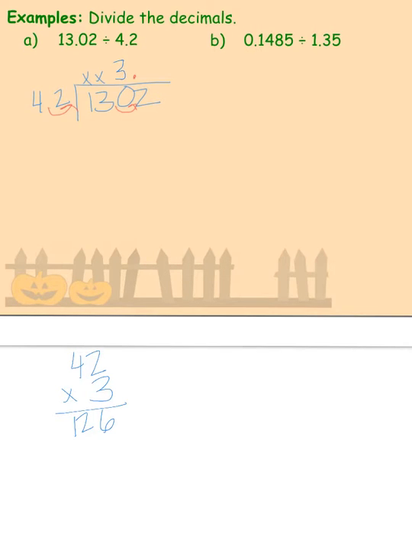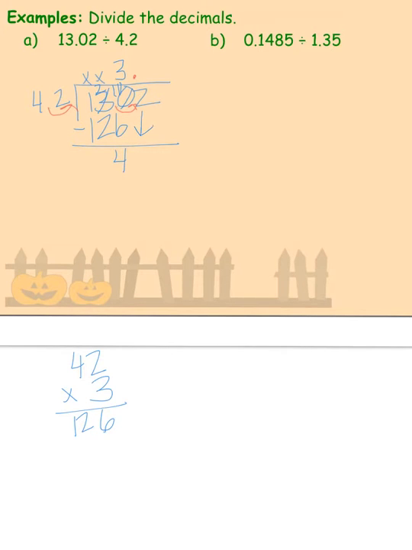3 times 42, we already did that, is 126. Subtracting, I can't take 0 minus 6, so make that a 10. And that 3 becomes a 2. 10 minus 6 is 4. 2 minus 2 is 0. 1 minus 1 is 0. Good way to check: after you subtract, this number has to be less than this number. If not, you didn't find the biggest number that could go here. So 4 is clearly smaller than 42.